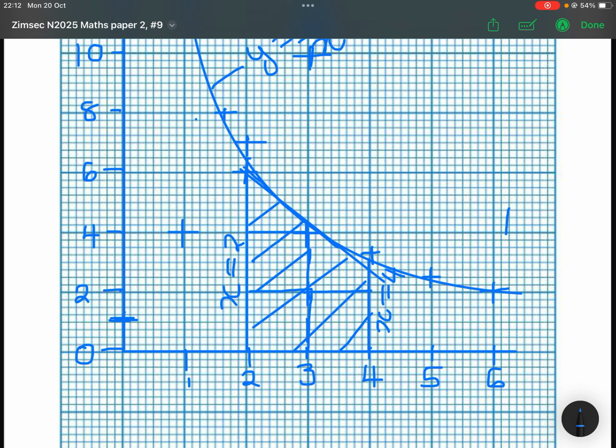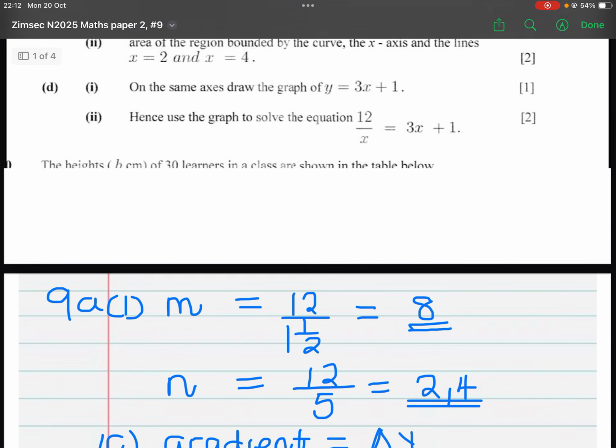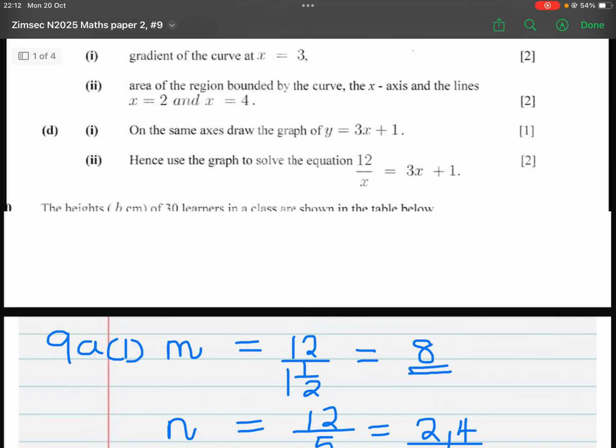After that, we need to join the coordinates by a straight line, like this. Right, and then after that, we name this line y equals 3x plus 1. Right, so this is how we answer the next part of the question. And then after that, lastly, we are now required to hence use the graph to solve the equation 12 over x equals 3x plus 1.